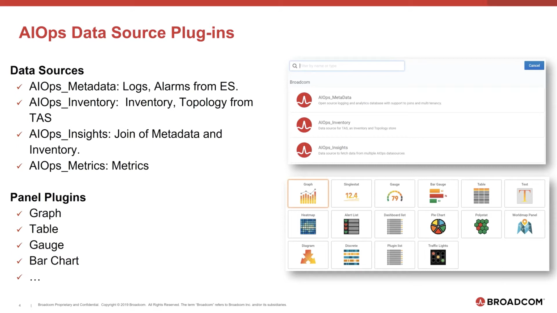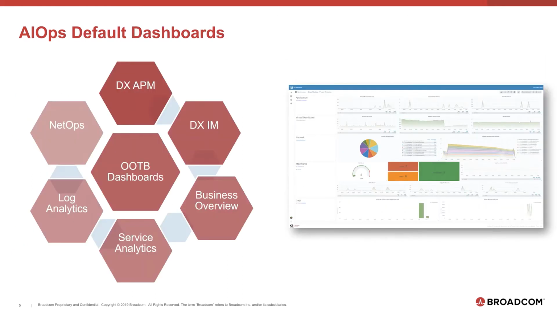And then the other key components, as I mentioned before, are the panel plugins. We have a full list of out-of-the-box panel plugins that will enable you to choose the best way to represent the data, like graph, gauges, heat maps, etc. We ship a full list of default dashboards from all the different IT domains, like application, infrastructure, network, but we also offer different dashboards more related to service analytics, business overview, or log analytics.